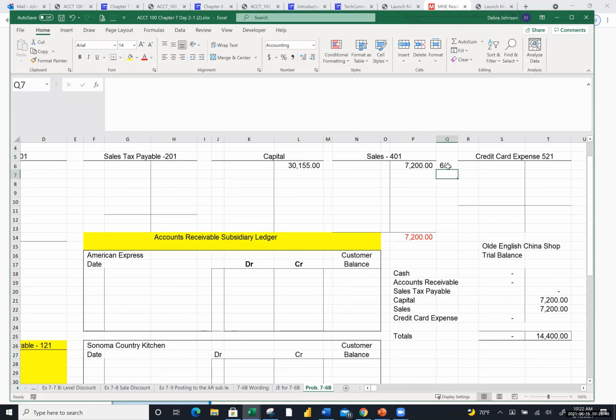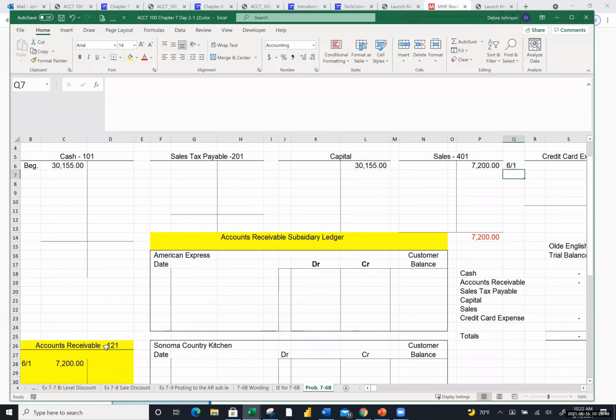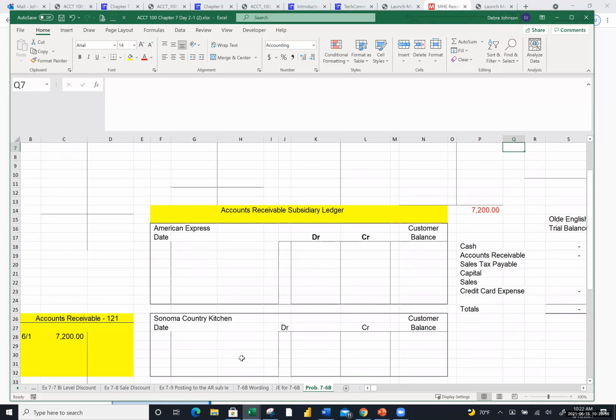More importantly for me, because this is the new part of the chapter, if you touched this yellow area, you got to do one more thing. You got to go also update the subsidiary card. So here's my subsidiary card for Sonoma Country Kitchens. These are usually listed alphabetically, so I'd be looking for Sonoma. This is an Accounts Receivable Subsidiary Ledger, so I'm going to put my 7,200 in. And if the customer calls me up right now, they owe me $7,200.